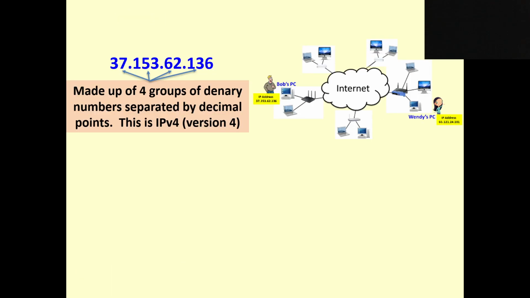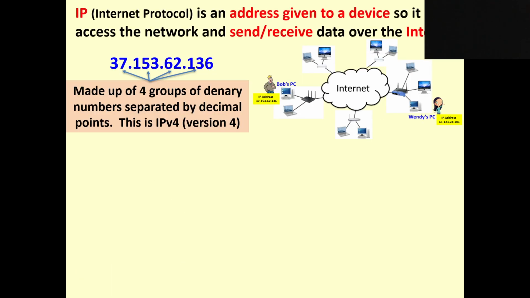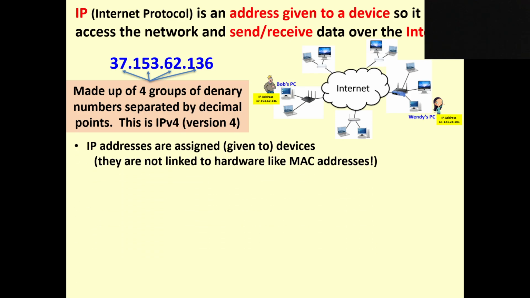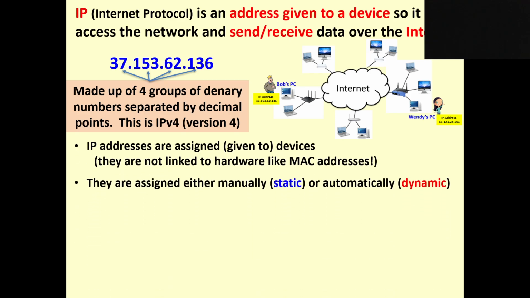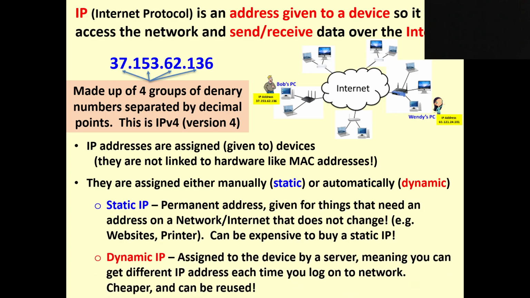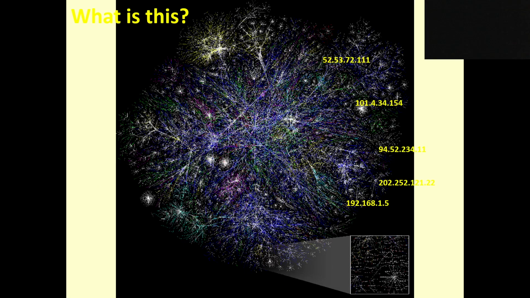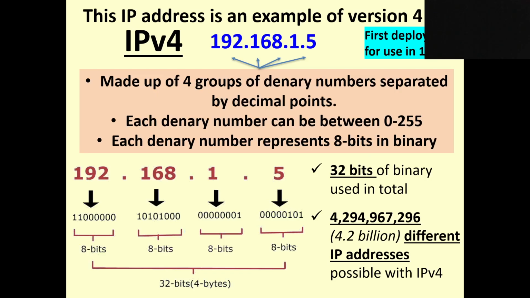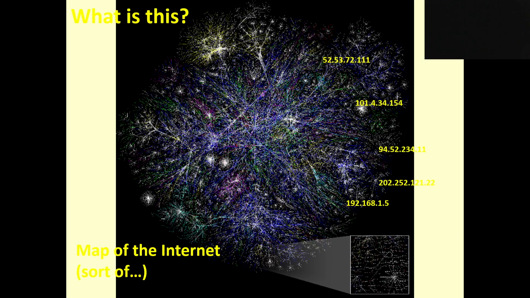IP protocol. So IP addresses are made up of different types. There are two types of IP addresses. They can either be static, that means they are fixed, or they can be dynamic, they can change. Okay? Static means they're permanent, they keep the same, and dynamic means they can be given to you every time you log on. So if you think about this, it's a map of the internet. Every single device on the internet has an IP address on here.